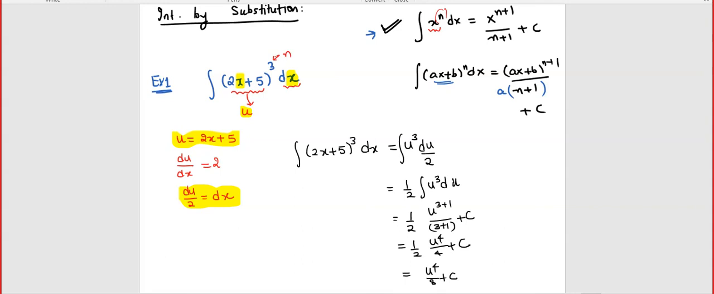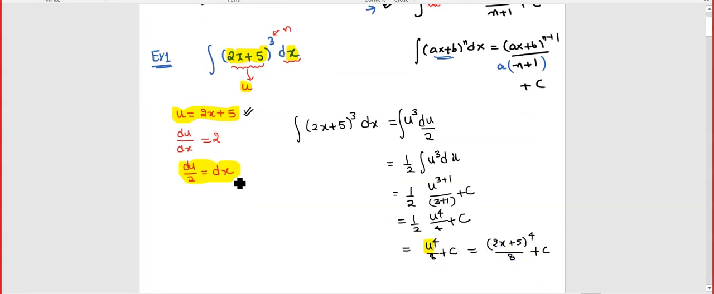Now what you can see here is that your answer is in terms of u, but your question was in terms of 2x plus 5. So we need to substitute back the value of u using this equation. So this gives you 2x plus 5 to the power 4 over 8 plus c. So this is the integral of this term.